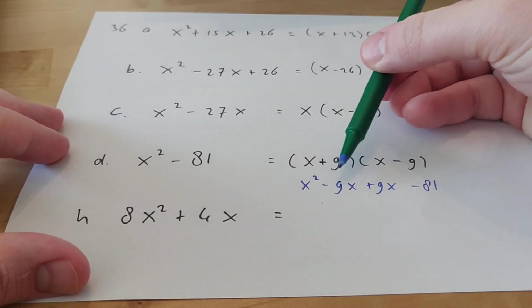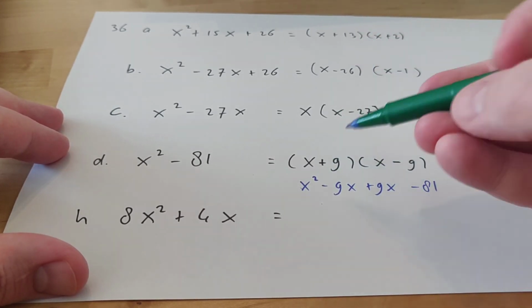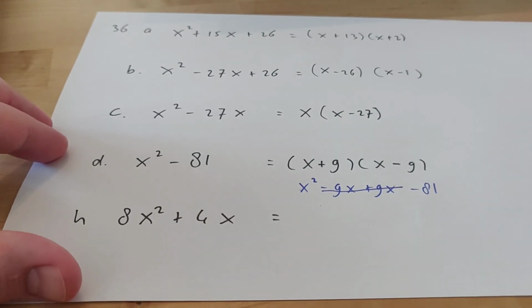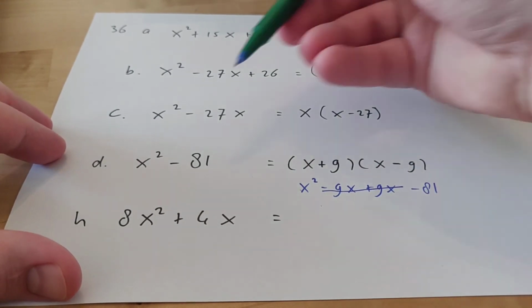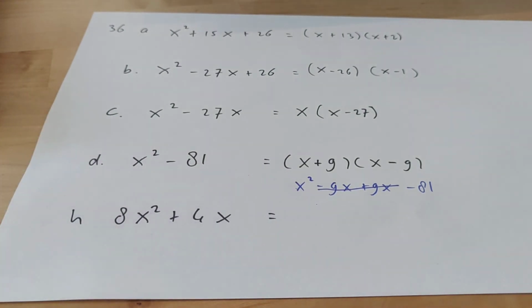And what you'll notice here is minus 9x plus 9x. So that's going to be 0. So you can sort of ignore that, because it's going to be 0 anyway. So that's why it's the same as this. That's how the difference between two squares works.